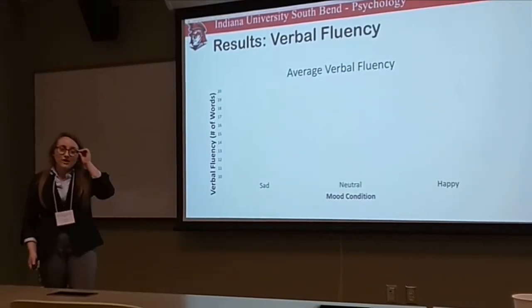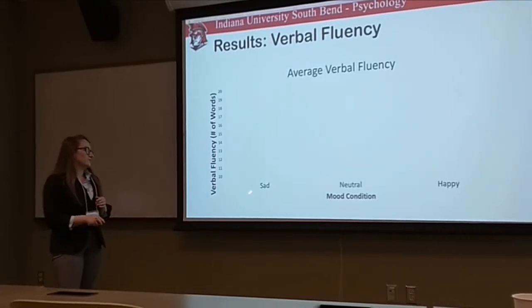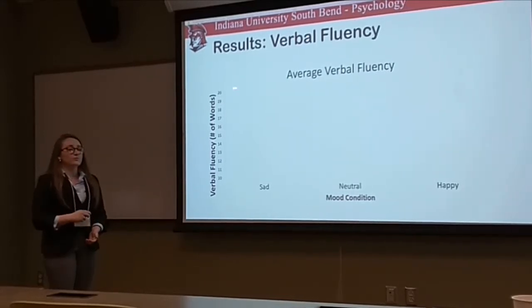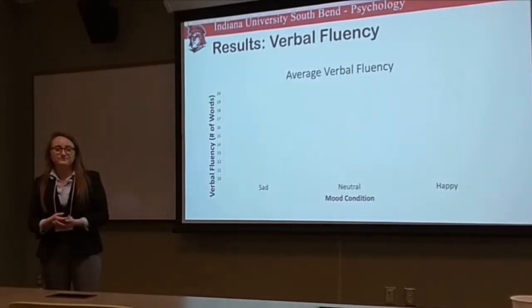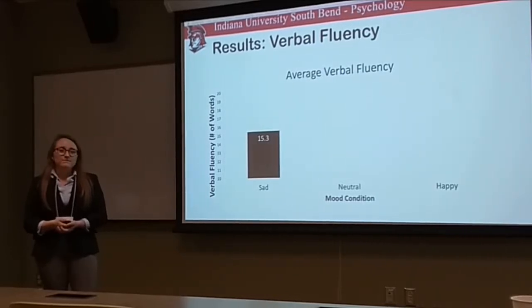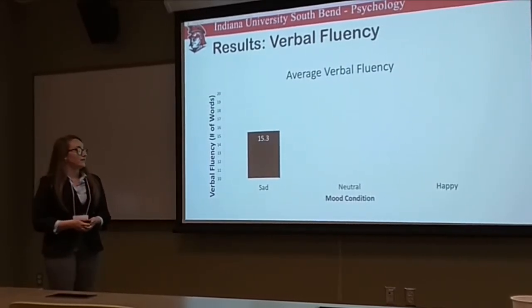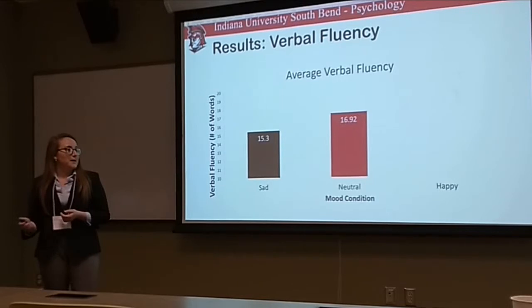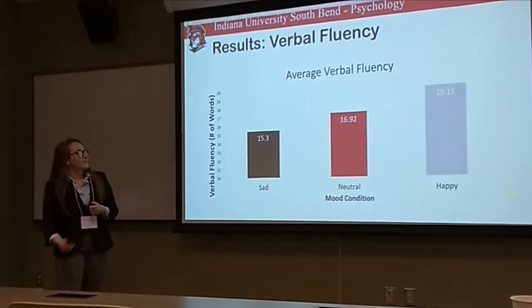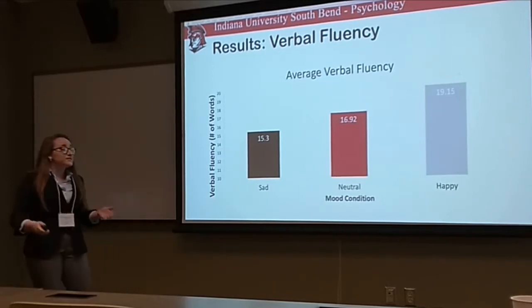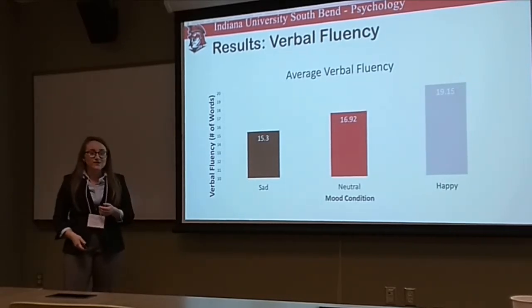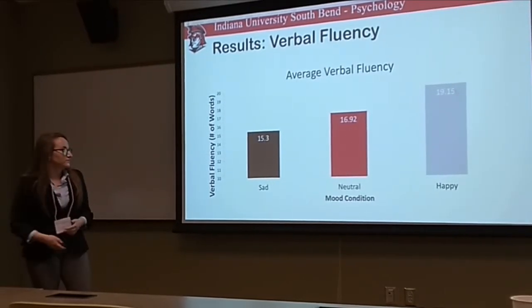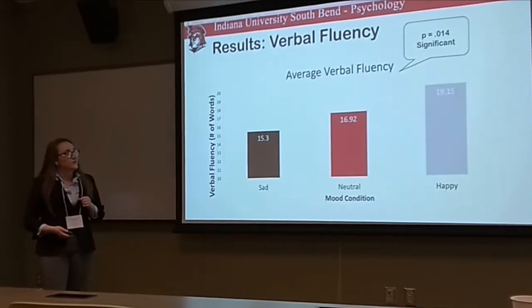So what did I find? For verbal fluency, as you can see from this chart here, we've got the three mood conditions. We've got sad, neutral, and happy. And on this axis, we have verbal fluency, which I measured in number of words. So for the sad condition, about 15.3 words. And then for the neutral condition, a bit higher at 16.92. And how did the happy group do? Little drum roll right here. We got 19.15. And as you can see, there's a big difference between the sad and the happy groups. And just as we expected, the neutral group was right in between those, which indicates that our hypothesis was confirmed, especially since it was significant with a p-value of 0.014.